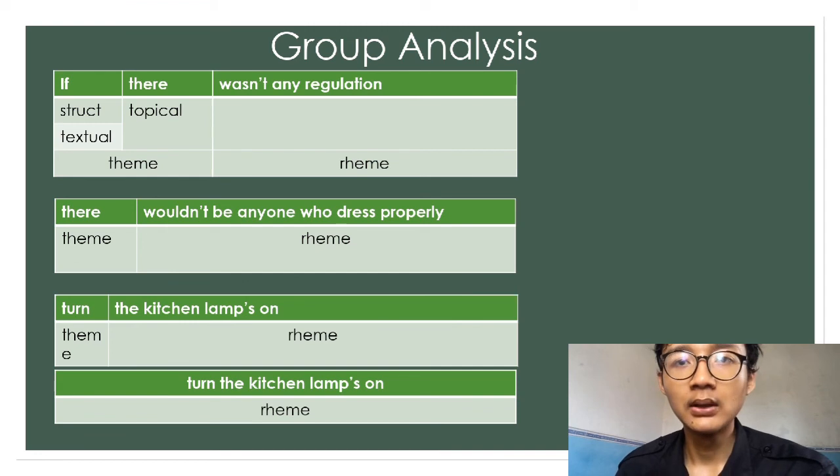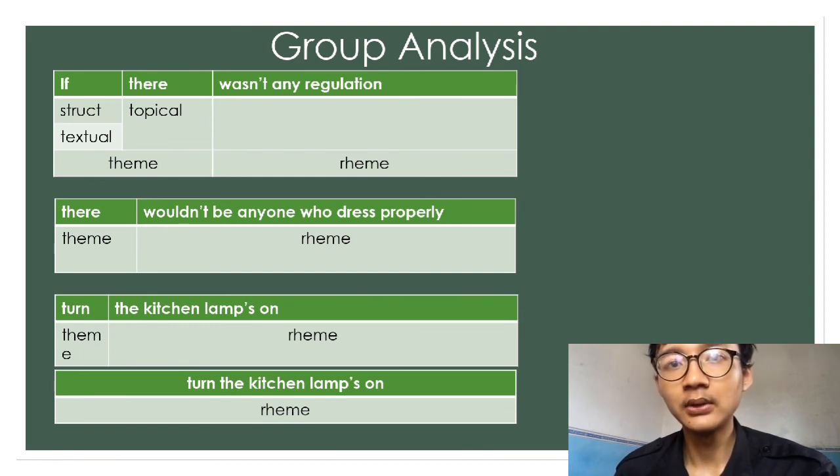The first is, "If there was a regulation," where "if" is identified as structural. Why structural? If you have read the PDF book written by Garrett and Wignall, you will understand that conjunctions are seen as structural, and surely included in textual themes. And "there" is identified as topical, and both of them are theme. Then "was a regulation" is the rheme.